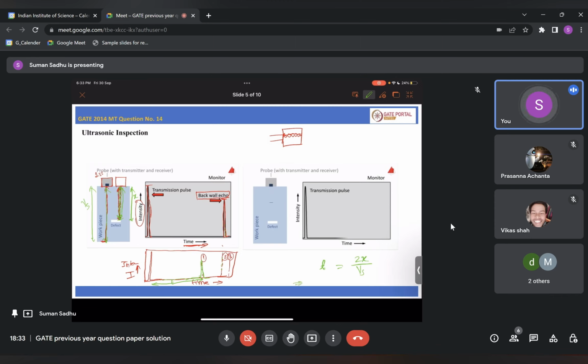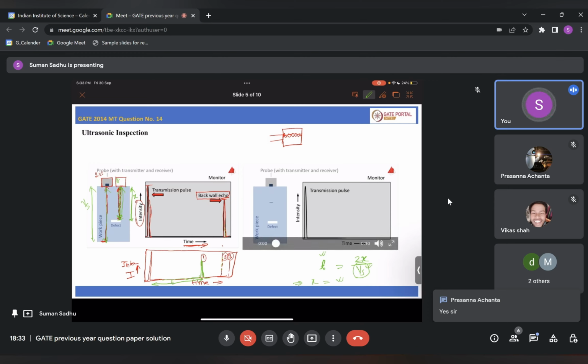Now the time you can note from that probe. So you know the time value, you know the velocity of sound in this medium. So now you can calculate the x. That means you will get the location of the defect, at which depth the defect is present, that you can find out.